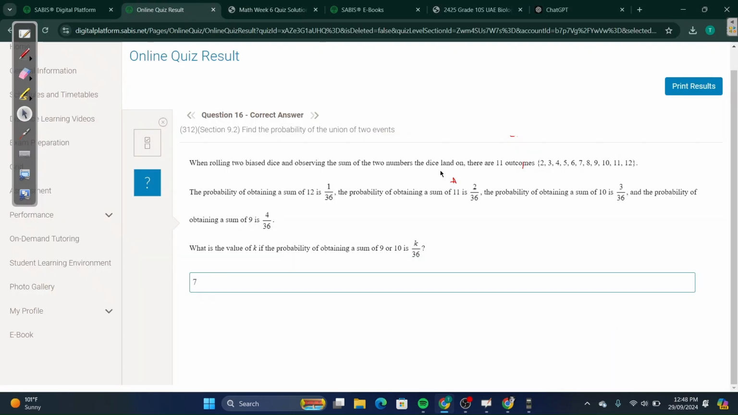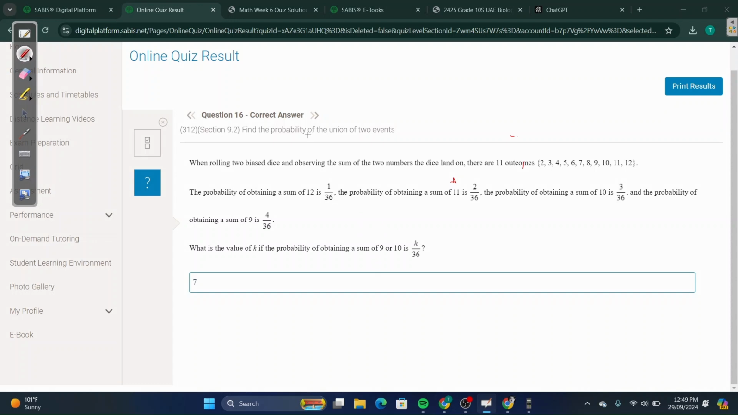We're rolling 2 dice and observing the sum. 2, 3, 4, 5, 6, 7, 8, 9, 10, 11, 12. Okay. The probability of obtaining a sum of 12 is 1 over 36. The probability of obtaining a sum of 11 is 2 over 36. The probability of obtaining a sum of 10 is 3 over 36. And 9 is 4 over 36.